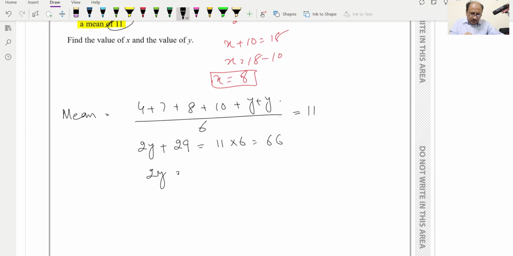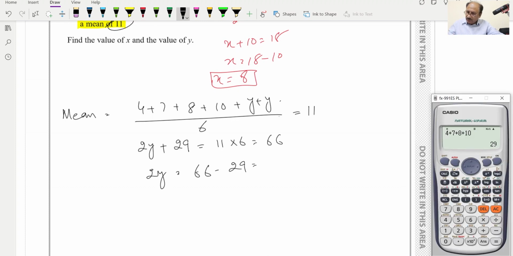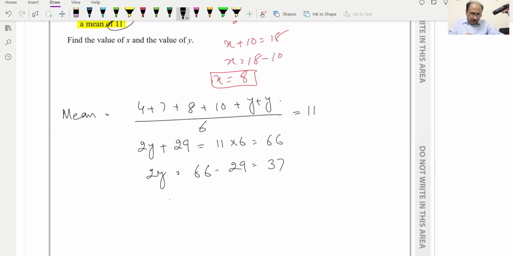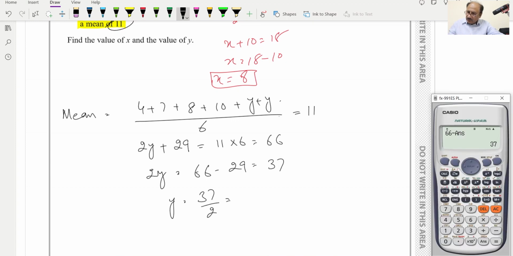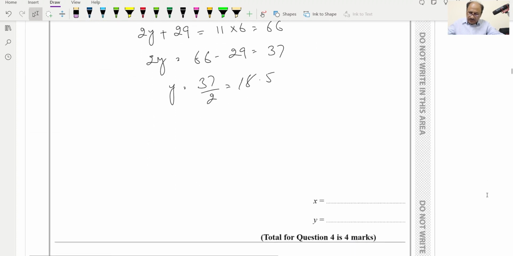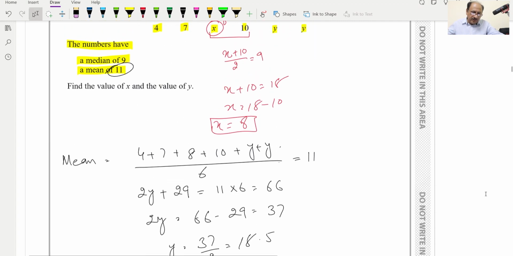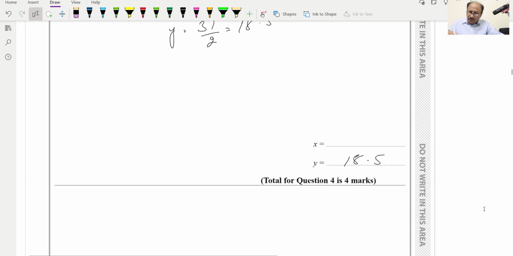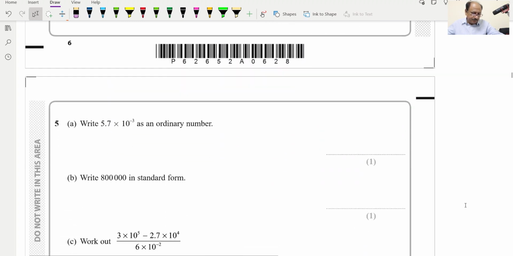So 2y will be equal to 66 minus 29, which is equal to 37. So y will be equal to 37 over 2, which is equal to 18.5. So the y value will be 18.5, we can provide here 18.5, and the x value we already found, which is 8, so we will write here 8. This was a 4-mark question which we are done with.